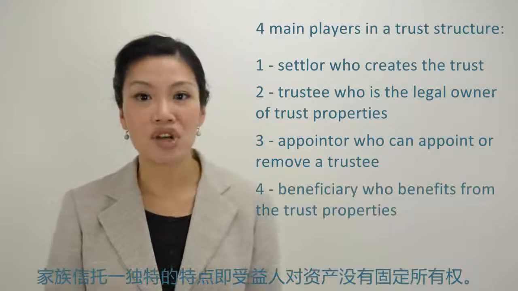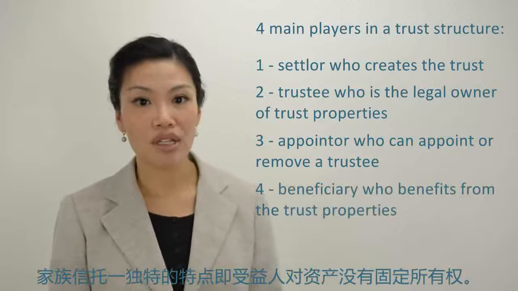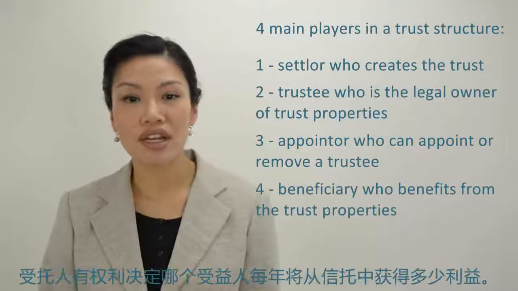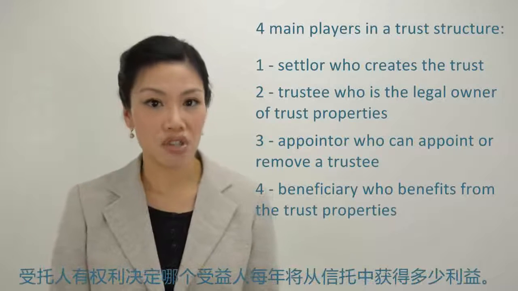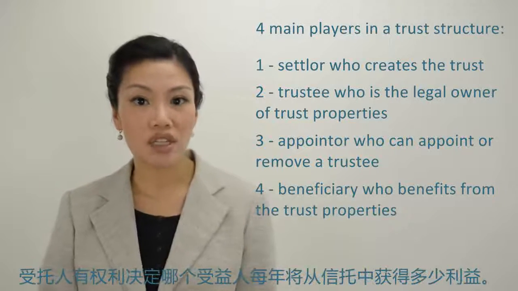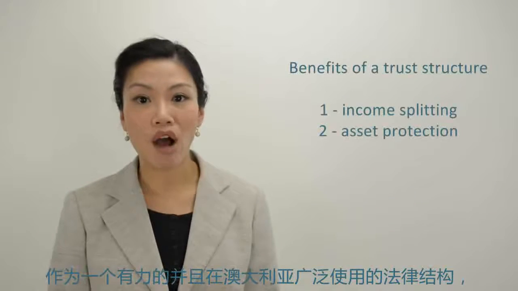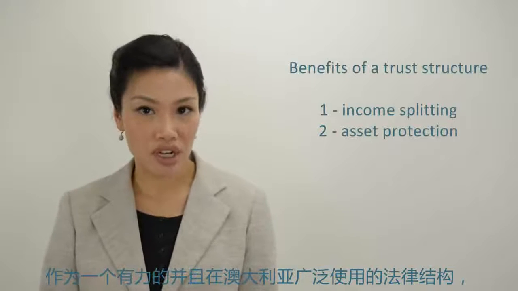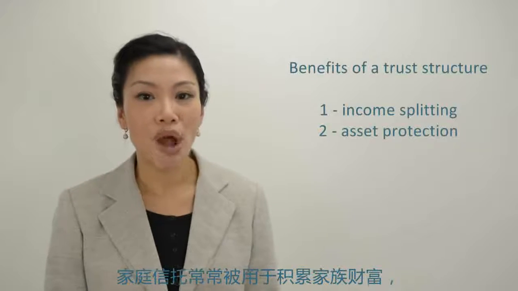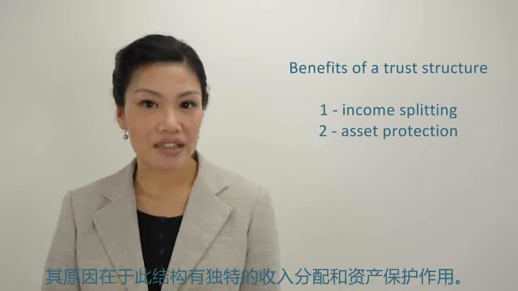A unique feature of a family trust is that the beneficiaries do not have fixed entitlements in the properties that the trust owns. The trustee has the discretion to determine which beneficiary will receive what from the trust in each financial year. A family trust remains one of the most powerful and widely used legal structures in Australia for creating family wealth because of the unique features for income splitting and asset protection.